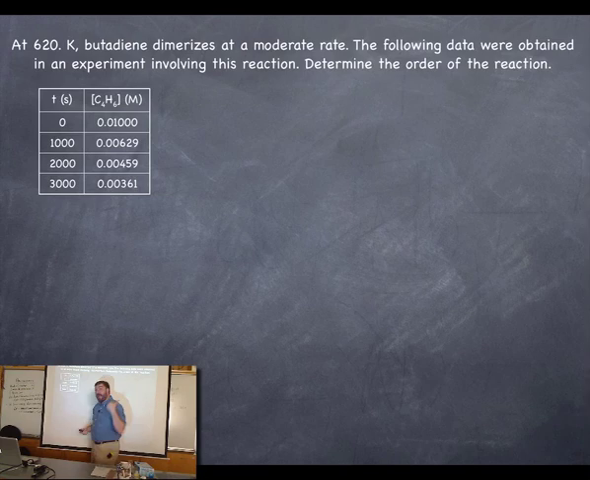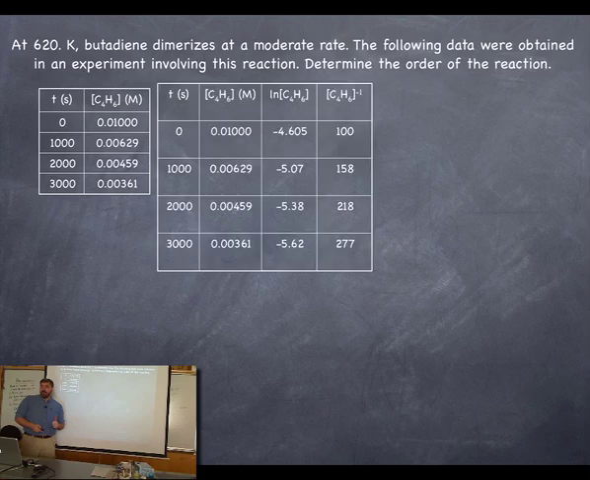I have to graph this data, and I have to see what gives me a straight line. So I'm going to create a chart. I'm going to take this data, and I'm going to calculate the natural log of the concentration, and the inverse of the concentration. Those are the things I need to calculate what my graphs are going to be.